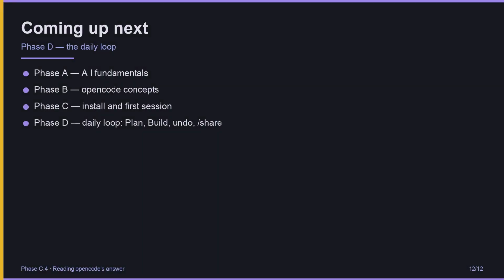Coming up next, Phase D. We've spent three phases building up. Phase D is the daily loop: plan mode and build mode, undo and redo, working with files (read, create, edit, run), and sharing sessions. By the end of Phase D, OpenCode will feel like second nature.